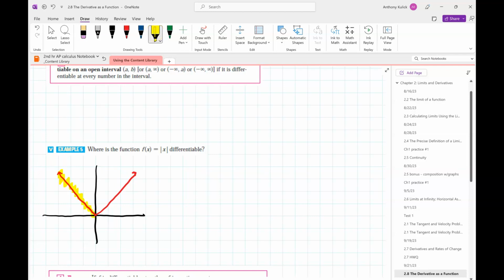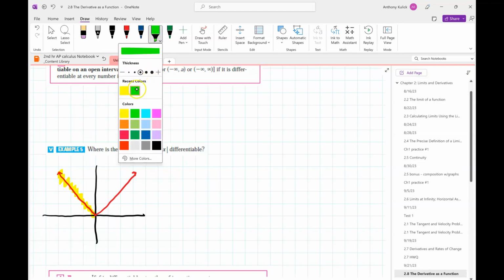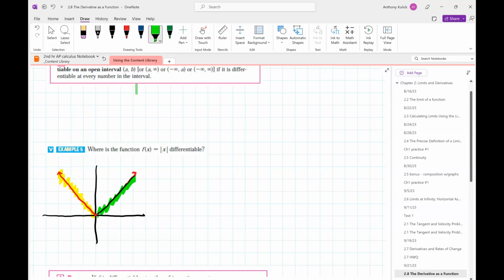What's the slope on this end? -1, right? What's the slope on this end? +1. What would the slope at 0 be? Nope. Pierce? Why?